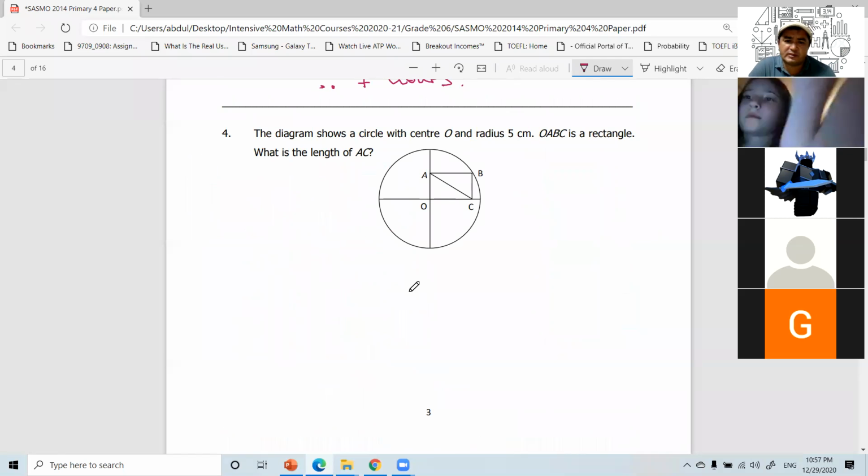The diagram shows a circle with center O and radius 5 centimeters. We know what a radius is, right? So this one is a radius. This one is a radius. OABC is a rectangle. What is the length of AC? Any answer? What is the length of AC?